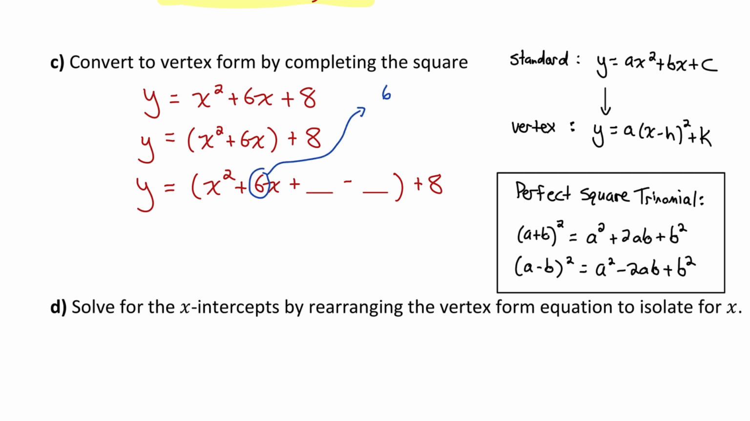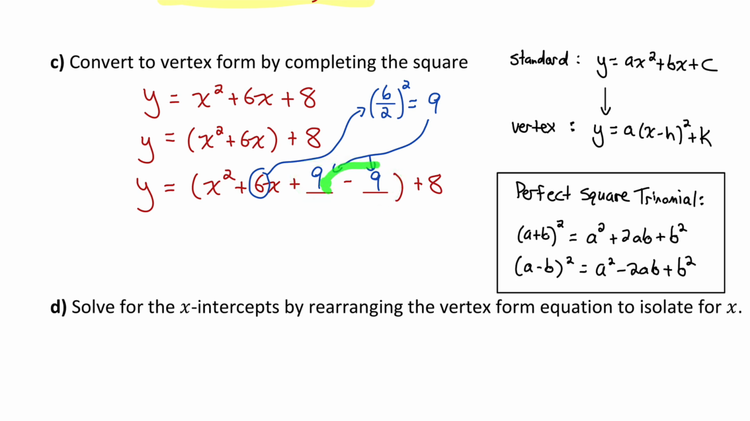We take that 6, we cut it in half, and then we square the result. Half of 6 is 3, and when we square it, we get 9. So I'm going to add and subtract 9 in the brackets. So really what I did, I added 9 minus 9. So I added 0. So I haven't changed the value of the quadratic at all.